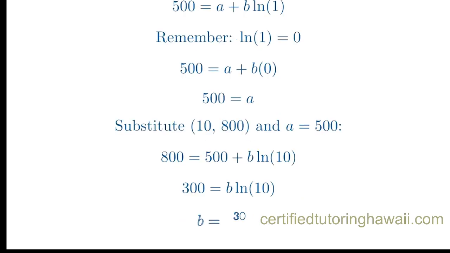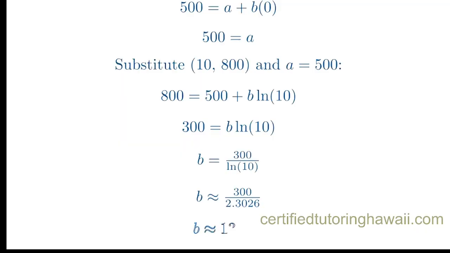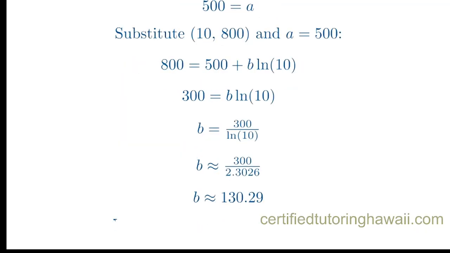To solve for b, we divide by ln 10. Using a calculator, ln of 10 is approximately 2.3026. So b is about 130.29. Putting it all together, our logarithmic model for website traffic is v of m equals 500 plus 130.3 times the natural log of m. This model now allows us to predict traffic at any point in time.